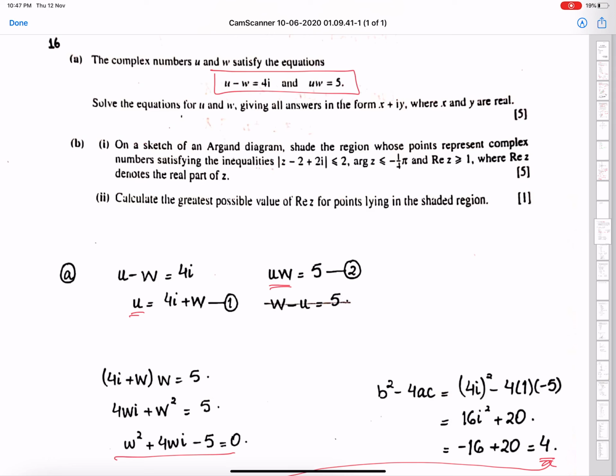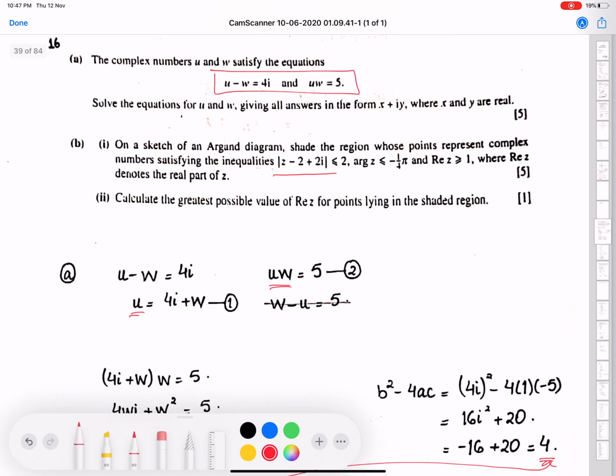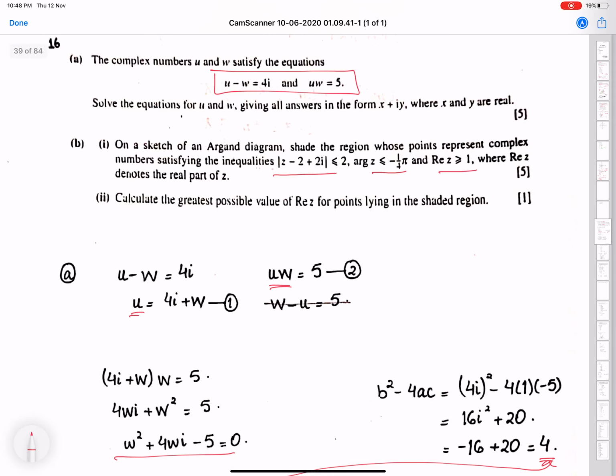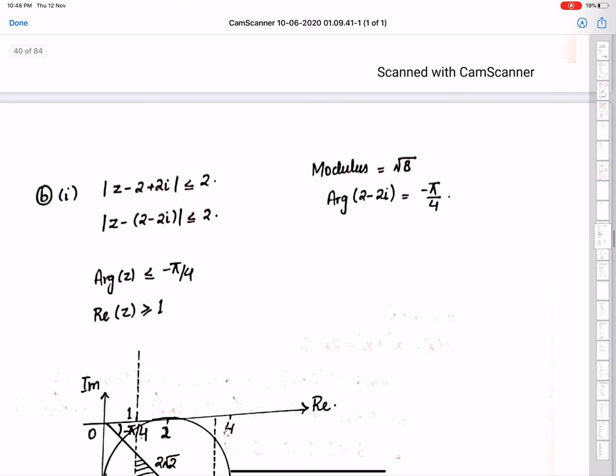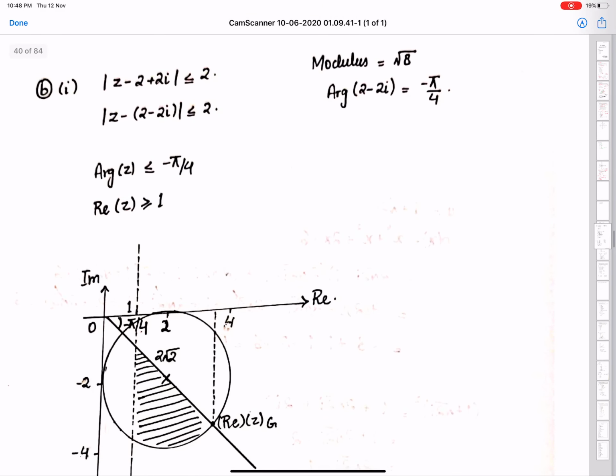Second part. Now this is one of the most important loci. This is circle, inequality of circle, loci, argument negative pi by 4, real part. Real part means x greater equal to 1. So, circle with center 2 minus 2i is here, and argument of 2 minus 2i.